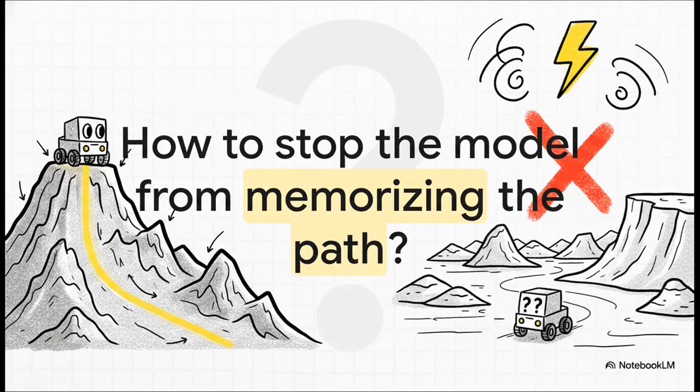Here's the massive danger when training an AI. If our vehicle just memorizes the specific, exact layout of the bumps on this one particular training hill, it is going to fail completely the second we drop it onto a brand new hill out in the real world. This is a super dangerous trap, and it's known in the industry as overfitting.